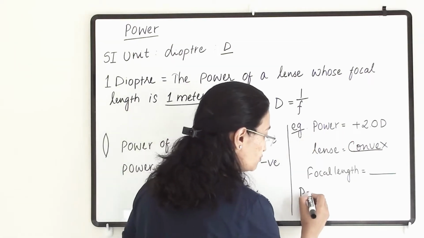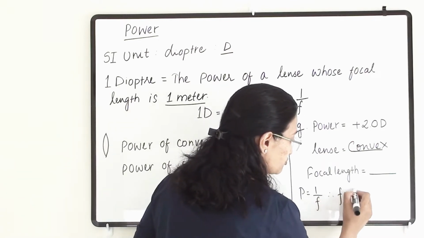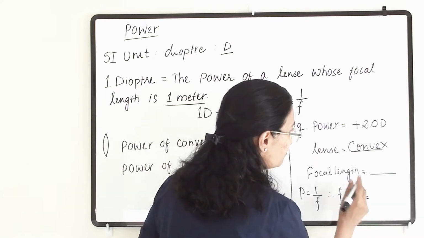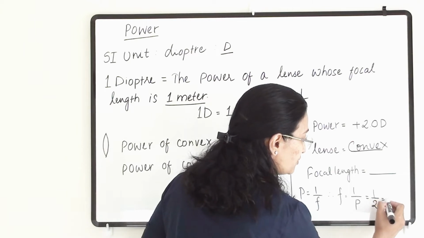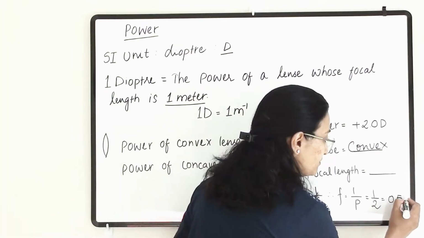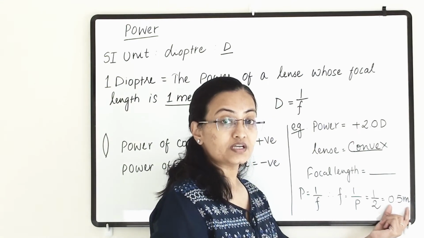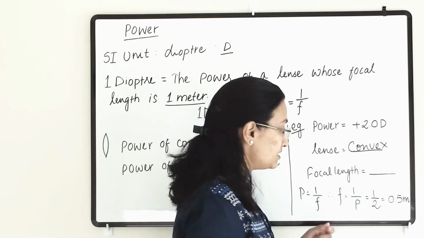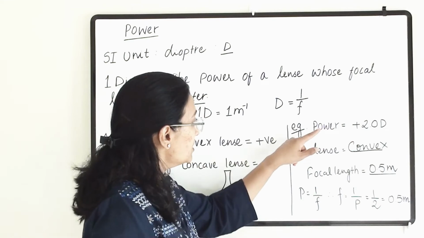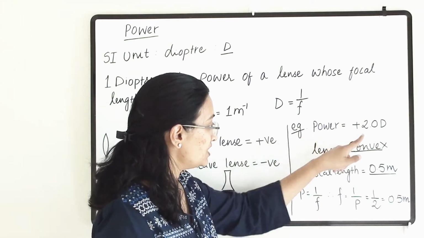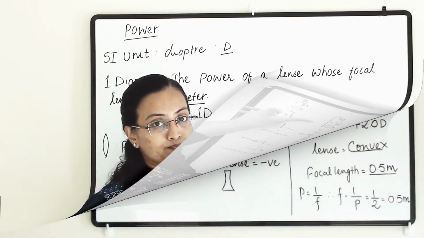Then P equals 1 divided by F. We can also write that F equals 1 divided by P, and so we get 1 divided by 2. When it is 1 divided by 2, we get 0.5 meter. So this is our quotient. With the quotient it is only meter and not meter inverse. So our focal length is 0.5 meter. So the lens whose power is plus 2 D is a convex lens and its focal length is 0.5 meter.